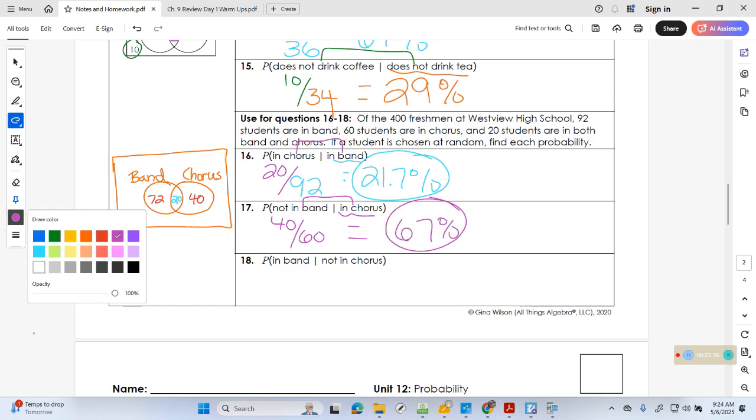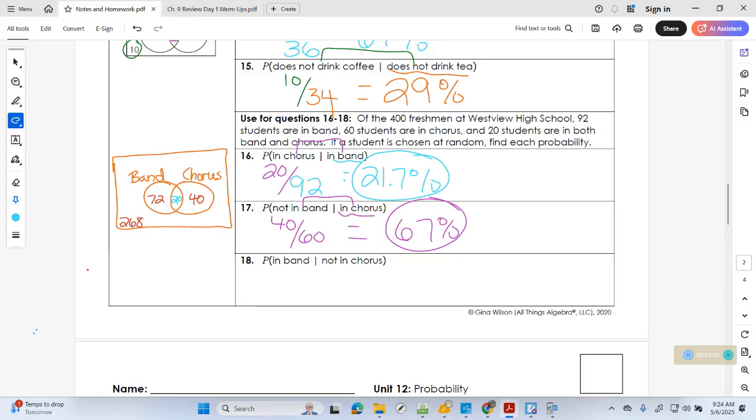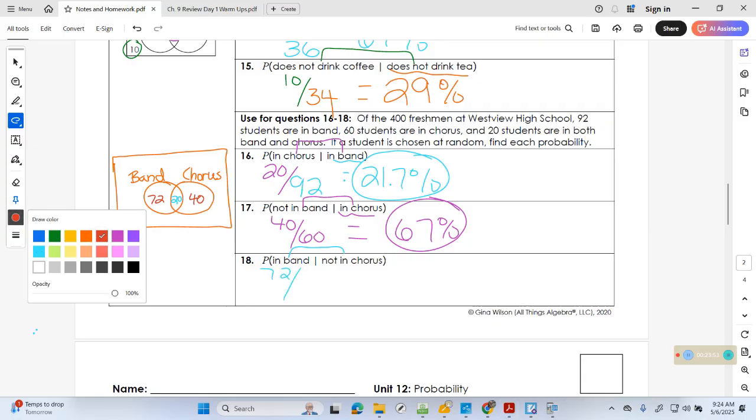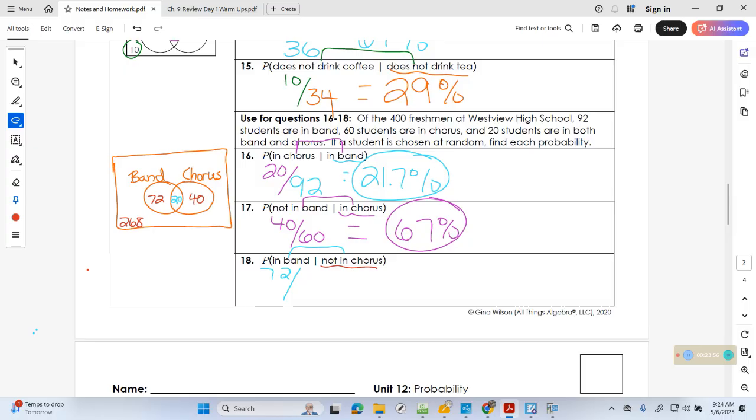All right, final one of the day. Okay, how many kids are in band, in the band circle, not in chorus? 72 are in the band circle, not in the chorus circle. Okay, denominator, of course, not in chorus. How many kids are not in chorus? 340, good on the math. How'd you get 340? You're right. 268 plus 72. Got it. Final answer? And then just round to 21. Round to what else? Anybody miss proofs?